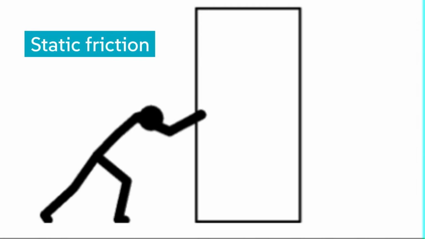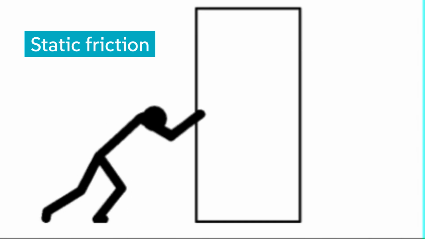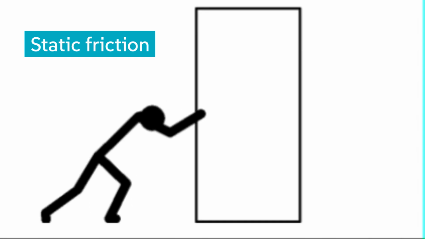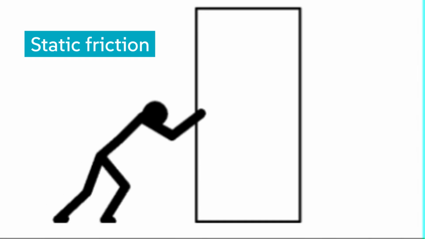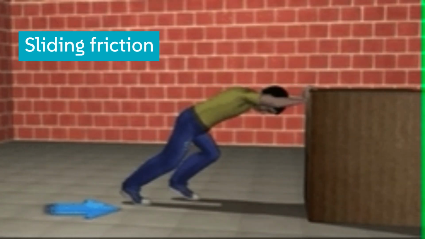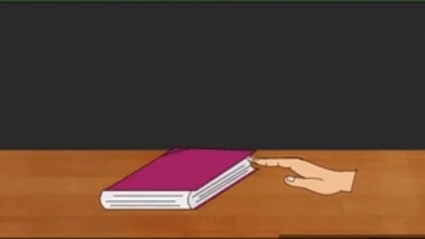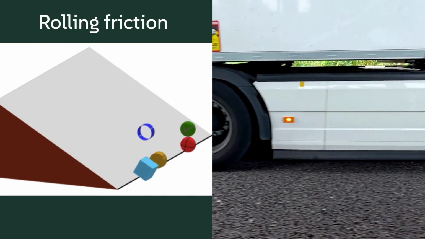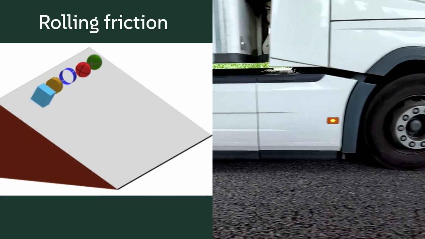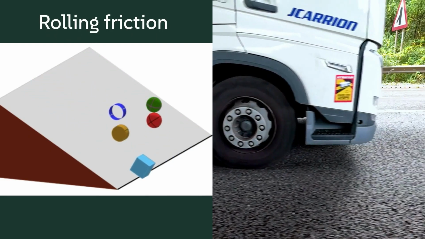Static friction acts when an object is at rest and prevents it from moving, like when you try to push a heavy box, but it doesn't move at first. Sliding friction acts when an object is already moving over a surface, like a book sliding on a table. Rolling friction occurs when objects roll, like wheels on a road, and it is usually less than sliding friction.